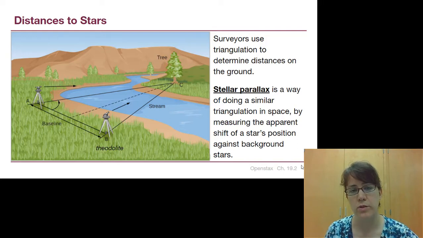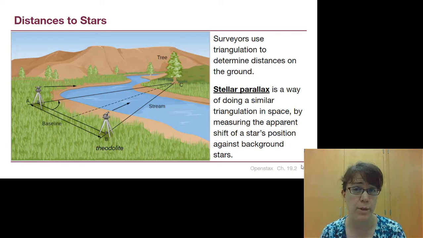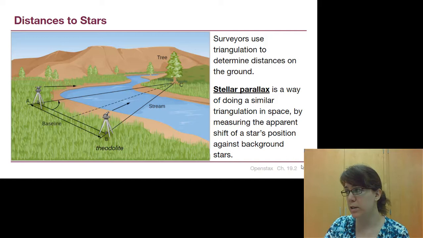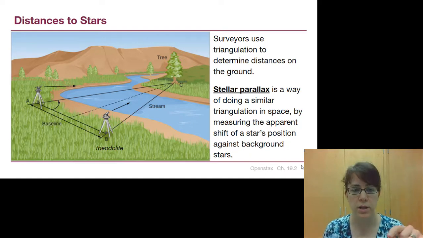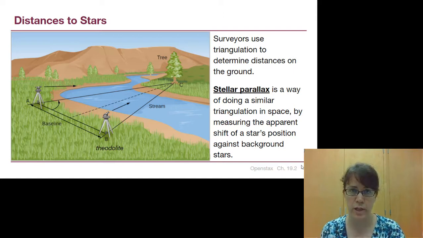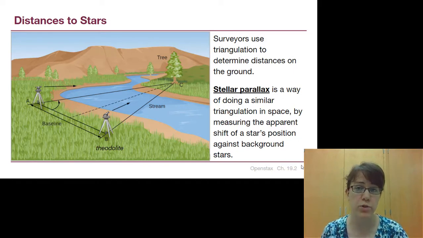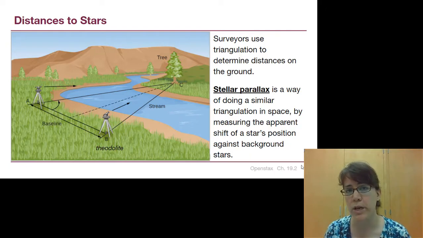On Earth, surveyors use geometry and triangulation to determine distances to objects that they can't easily reach. There are these instruments called theodolites, we don't need to know that name, where the main point of those instruments is to measure the angle between the object that you're looking at and the other theodolite that you put down. Because if you can measure the physical baseline between those two surveying instruments and the angles within the triangle, with geometry you have enough pieces of your triangle to get that dashed line physical distance between the tree and where you're standing. Stellar parallax is a way of doing that same kind of idea in space by trying to measure the apparent shift of a star's position against the background stars.